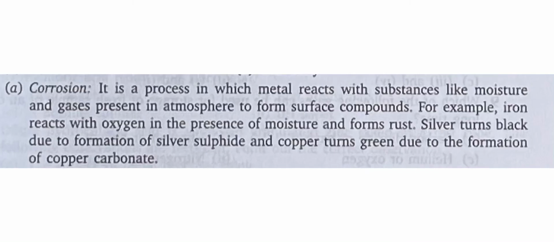Now let us see the effect of oxidation reaction in our daily life. First one is corrosion. It is a process in which metal reacts with substances like moisture and gases present in the atmosphere to form surface compounds. For example, iron reacts with oxygen in presence of moisture and form rust, which is known as rusting of iron. Silver turns black due to formation of silver sulfide, and copper turns green due to formation of copper carbonate. Copper is generally brown in color. When it is oxidized, it turns black, and when its carbonate is formed, it turns green. So this way, due to reaction, the color of the substance also changes.